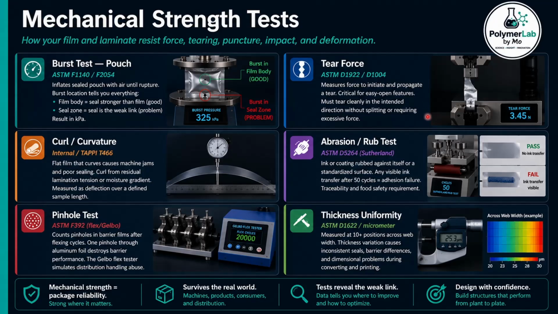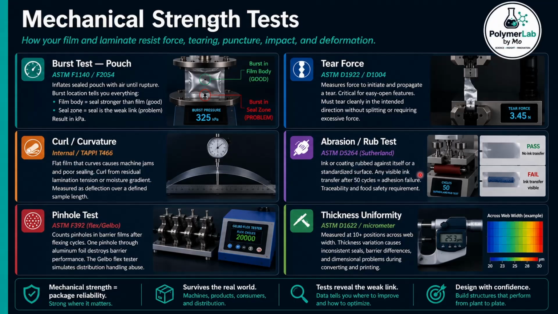Tear force. This is both a product integrity test and a consumer experience test. Easy open features, tear notches, laser scoring, microperforation must initiate cleanly and propagate in the intended direction. A package that requires scissors, or one that tears in a direction that contaminates the product, is a package failure regardless of its other properties.